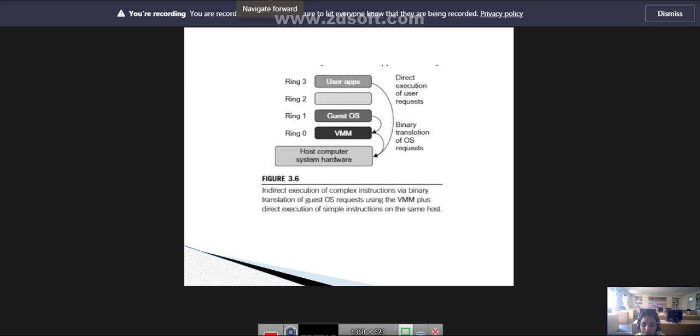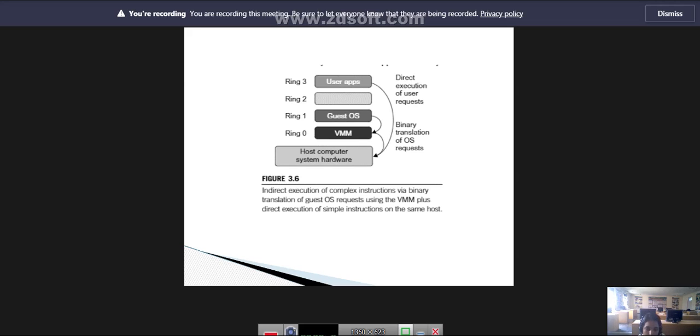Next, coming to the diagram of this host based virtualization. In this host based virtualization, we have ring 0, ring 1, ring 2, ring 3. Okay, so we have the host computer system hardware. This is the user application, this is the guest operating system, and this is the VMM. And there is binary translation of the operating system request, and direct execution of the user request.